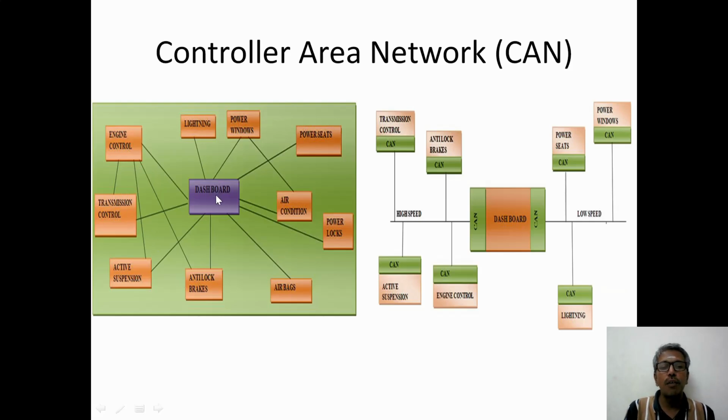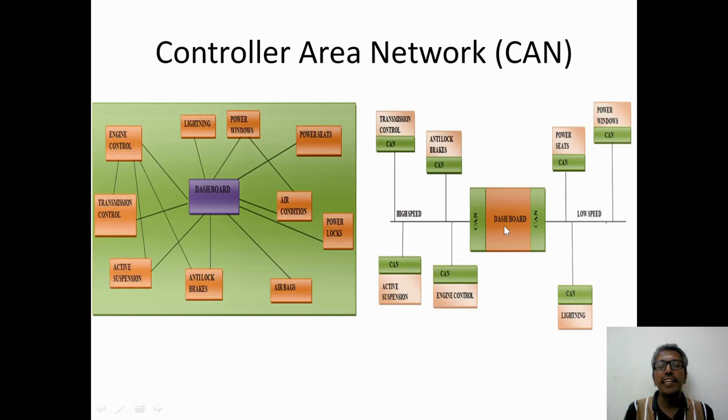So you need communication between the dashboard and the electronic systems inside the automobile. For that we need a protocol called the Controller Area Network bus protocol, that is called CAN bus protocol. Here the dashboard is connected through the CAN bus with different speeds.